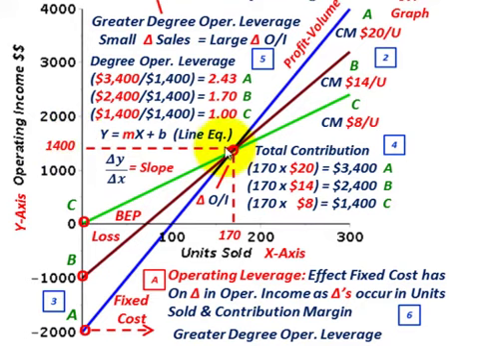Okay, so we're going to look at it in those terms. We're going to look at our units sold here of 170 with our operating income here of $1,400 and understand what that degree of operating leverage is based on those amounts here.